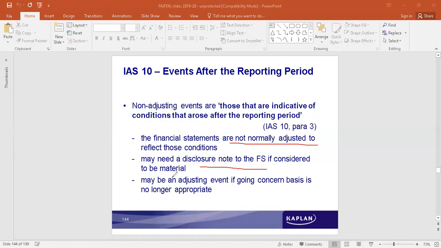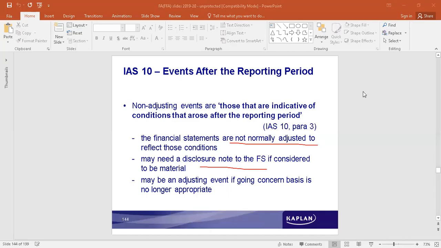If it is material, it may be considered an adjusting event if the going concern basis is no longer appropriate. Otherwise these are not adjusted, but if it is important and relevant to be included in the notes to the financial statements, there would be a mention about that. We call such transactions non-adjusting events.